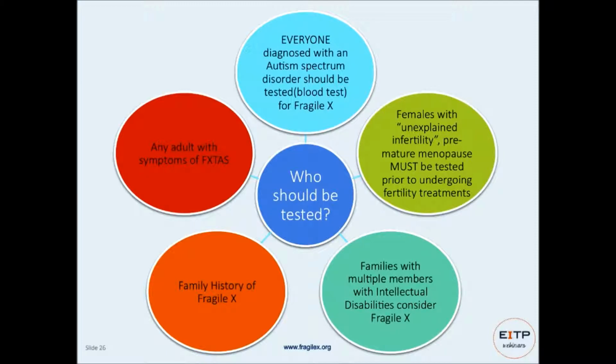Anyone who has a family member, an adult, who has symptoms of FXTAS, and I will talk about that a little bit more later. But again, sometimes it's these pieces of the puzzle. You have a child that has a delay, you had mom that had a hard time getting pregnant, and then you have grandpa that has this kind of FXTAS, which is like a mix between Parkinson's and dementia and things like that. You start putting these pieces together and you realize that this is all related. Obviously, if you have a family history of Fragile X, testing is recommended. And families with multiple members with intellectual disabilities should consider Fragile X.